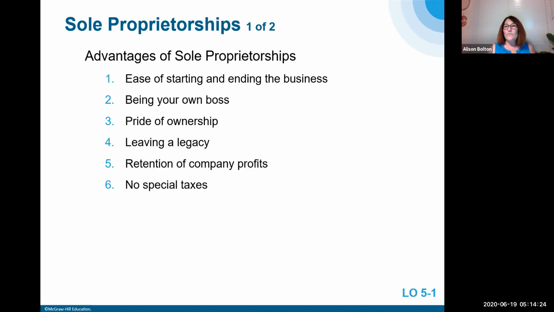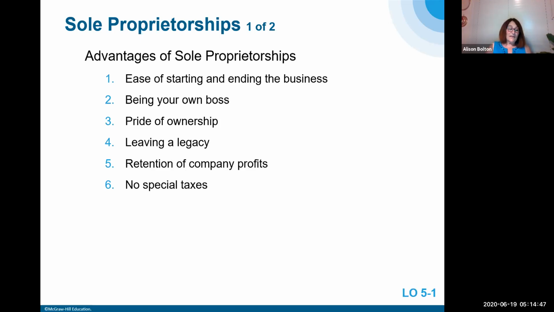The advantages of sole proprietorship, there's so many really. Ease of starting and ending the business, of course. You can close the doors anytime you want. You're in charge. You don't owe anybody anything. Being your own boss. A sense of pride in the work you do. Very important when you're a business owner.